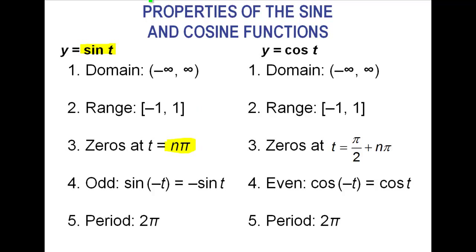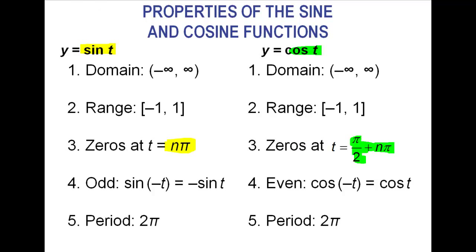However, for the cosine function, remember it's been shifted, so it's every multiple of pi plus pi over 2. So they write it this way, but really it's still a multiple of n pi, so 1 pi, 2 pi, 3 pi, 4 pi, but each time you have to add pi over 2. So 1 plus a half, 1.5 pi, 2 plus a half, 2.5 pi, etc. Those values will always give you a 0 answer.